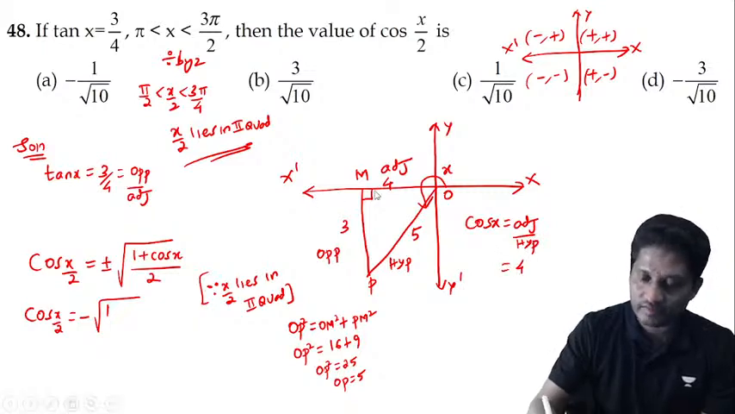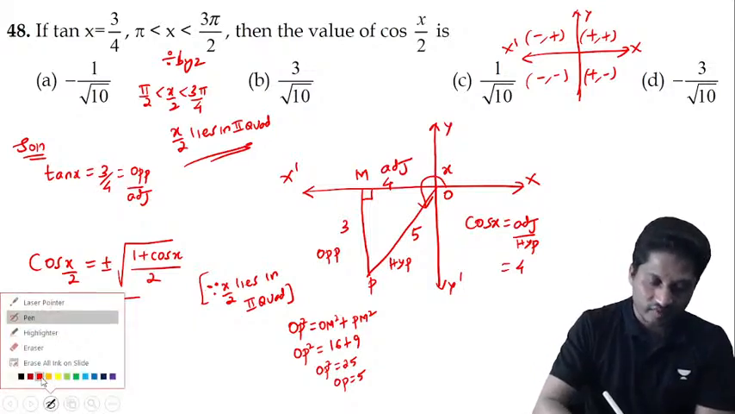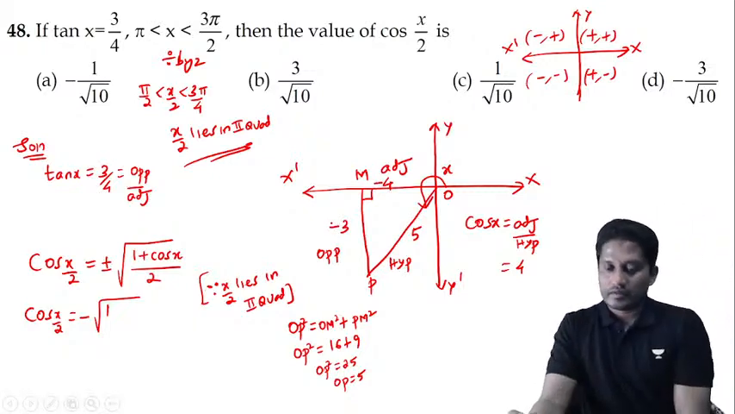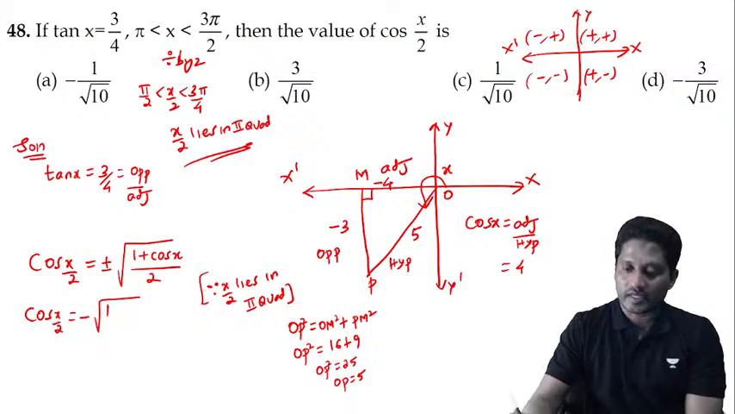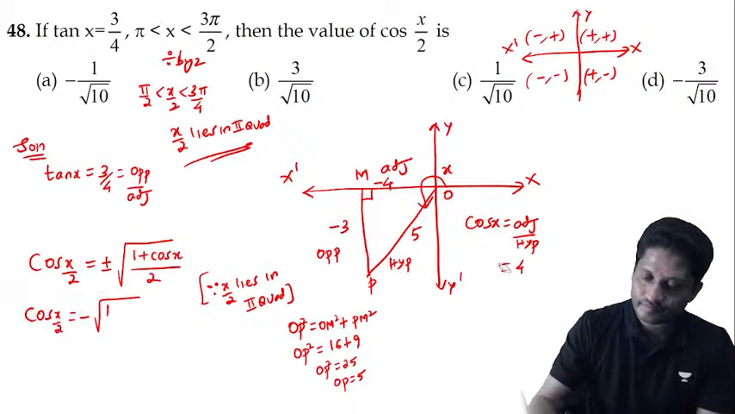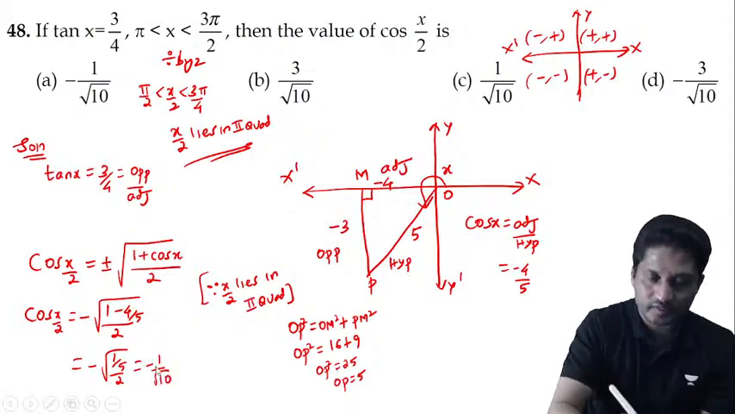Actually, x is negative, y is negative, right? Negative x axis, negative y axis. So this should be minus, and this should be minus. So cos is adjacent by hypotenuse, which is equal to minus 4 by 5. This is minus root of (1 minus 4 by 5) whole divided by 2, which is minus root of (1 by 5) upon 2, which is minus 1 by root 10. That is the first option.